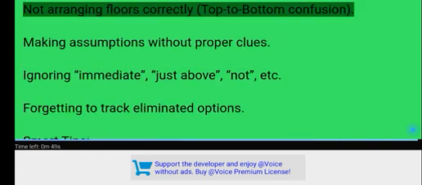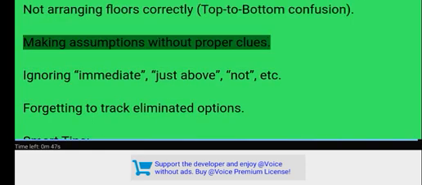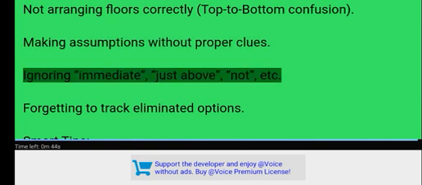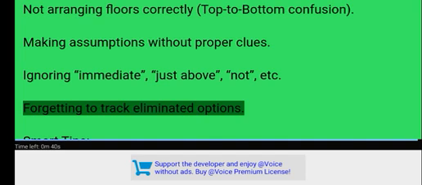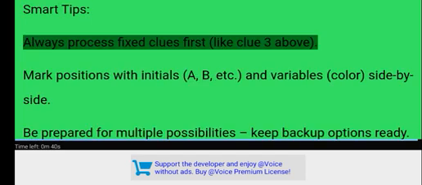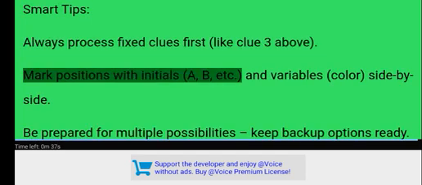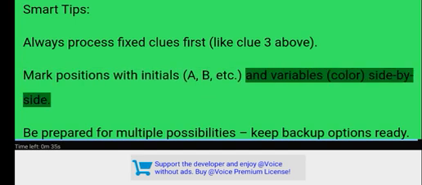Common traps to avoid: not arranging floors correctly, top to bottom confusion; making assumptions without proper clues; ignoring immediate, just above, not, etc.; forgetting to track eliminated options. Smart tips: always process fixed clues first, like clue 3 above. Mark positions with initials A, B, etc. and variables like color side by side.